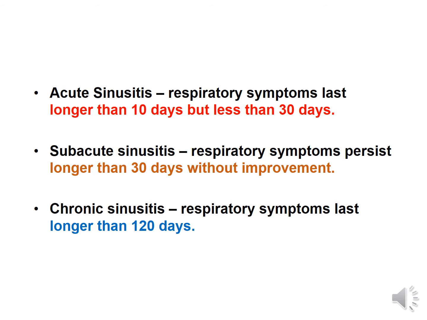Sinusitis is acute when the respiratory symptoms last longer than 10 days but less than 30 days, while it is subacute when the symptoms last longer than 30 days without improvement. If the symptoms last more than 120 days, this is regarded as chronic sinusitis.